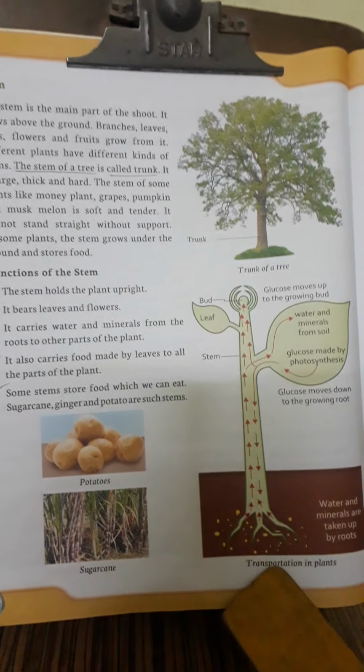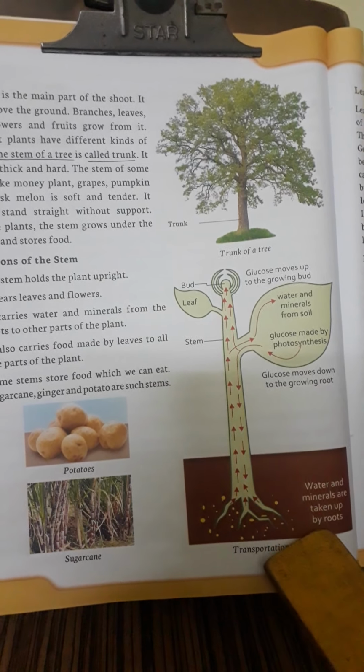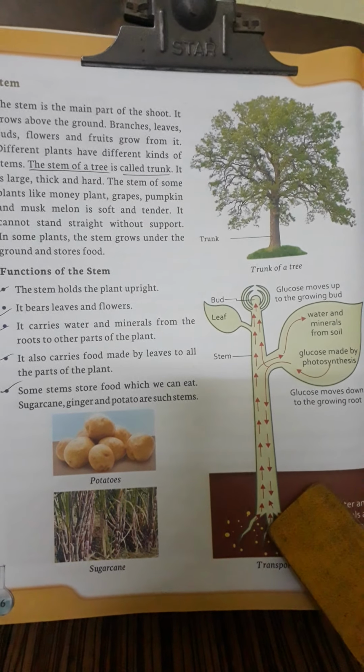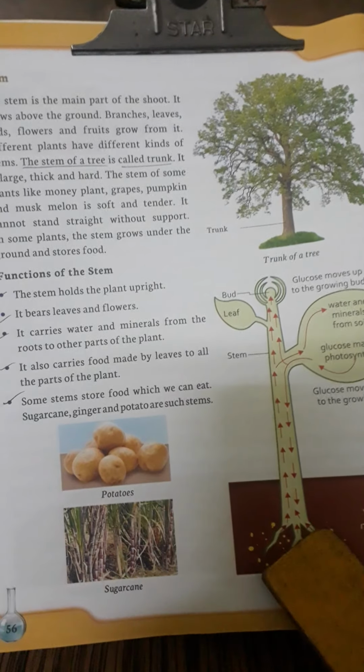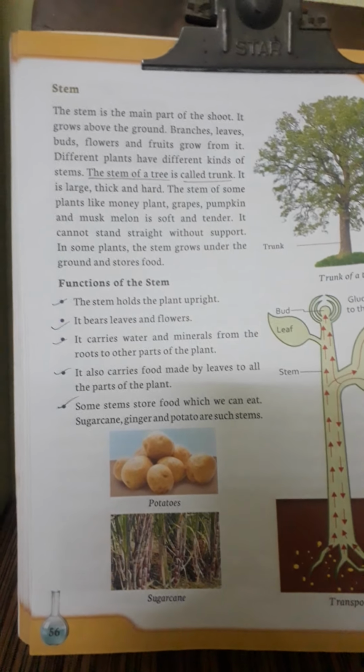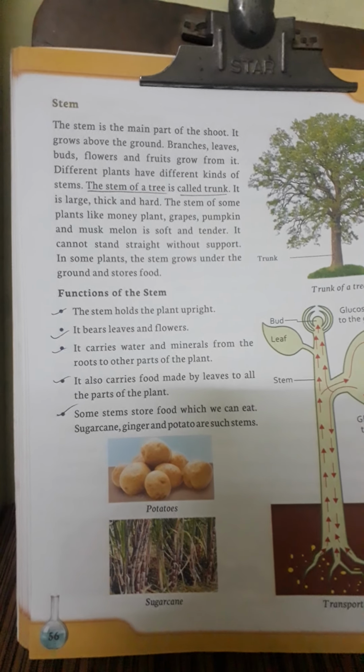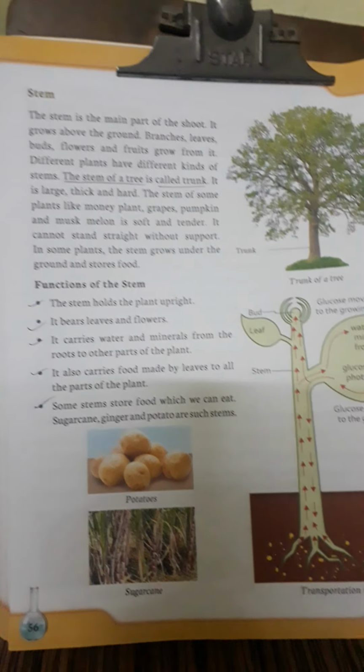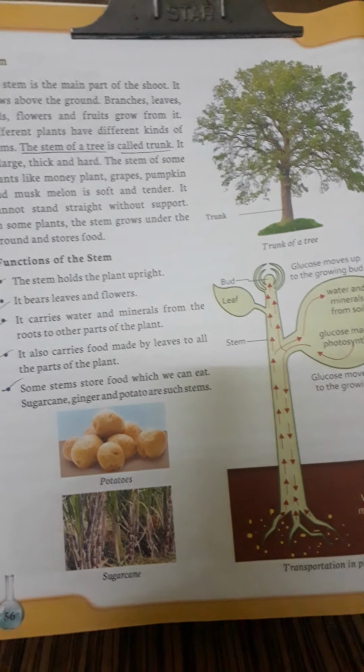You can see that water and minerals are taken up by the roots. So basically the function we can say is carrying water and minerals from the roots to other parts of the plant.